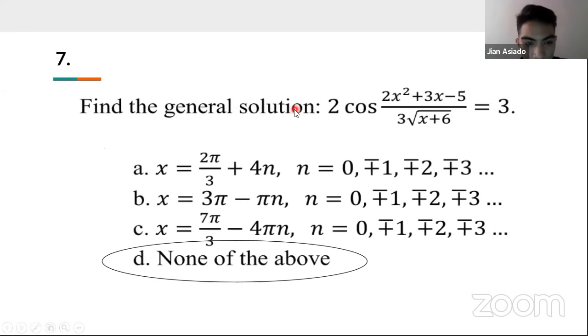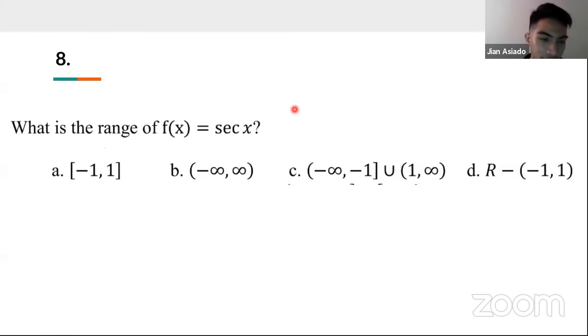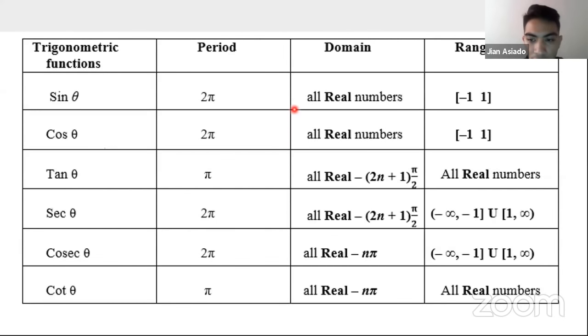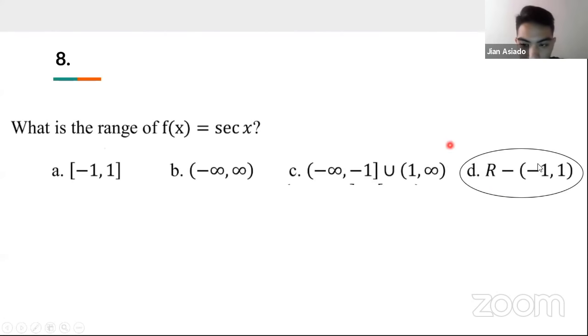Good question. Okay, number 8, what's the range of f of x equals secant of x? I highly suggest you familiarize yourself with the range of each function. So there are their ranges. Since it's secant, it goes from negative infinity to positive infinity, but not including all values between negative 1 and 1. So the answer is all real numbers minus negative 1 to 1.